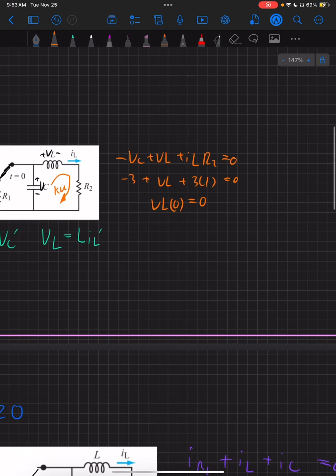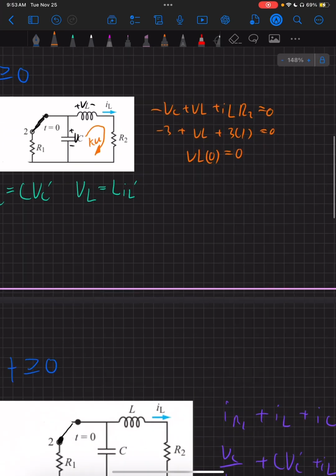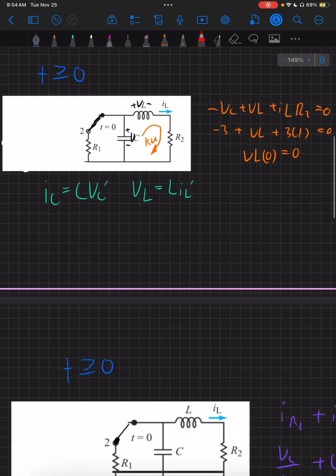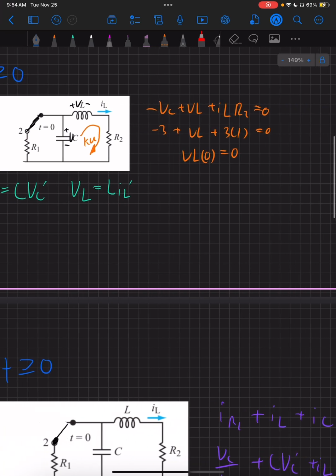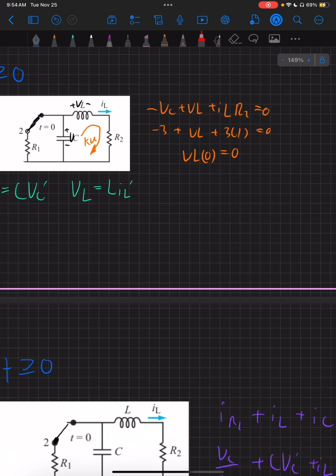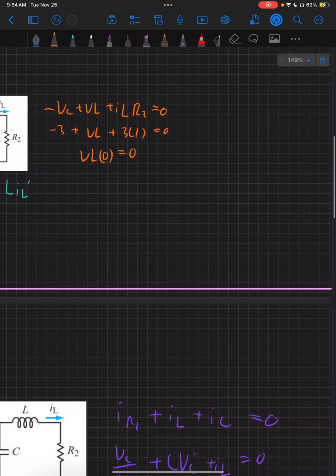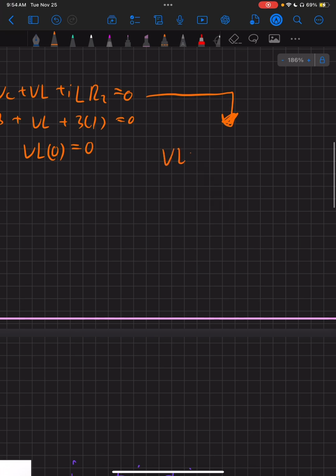We're going to use the equation I wrote before to derive the differential equation. So the equation is going to look like this: VL plus IL R2 equals VC, and VL becomes L IL prime, so L IL prime plus IL R2 equals VC.